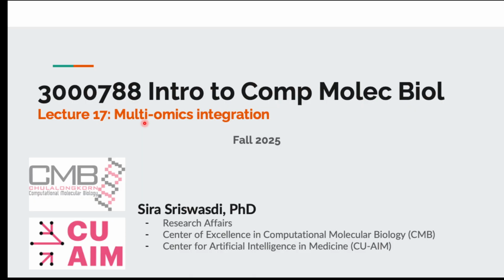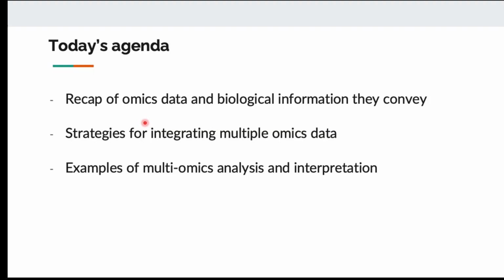In the class prior to this, we learned omics one by one, each layer at a time. But today we're going to see how we can combine multiple layers together to analyze a biological system. So today's agenda: we're going to go over what we learned about each omics and what information they tell us about the molecular state of the cells and of the disease. And then we'll talk about the strategy that we can use to integrate multiple omics data types. And let's see some examples of how we interpret this information.